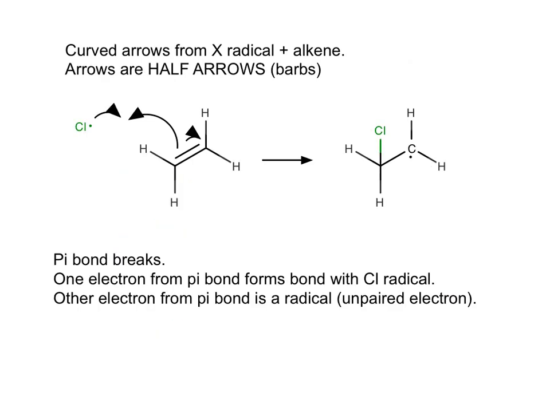This reaction shows the details of reaction 2 from the previous slide, in which an X radical, in this case chlorine, reacts with a pi bond.